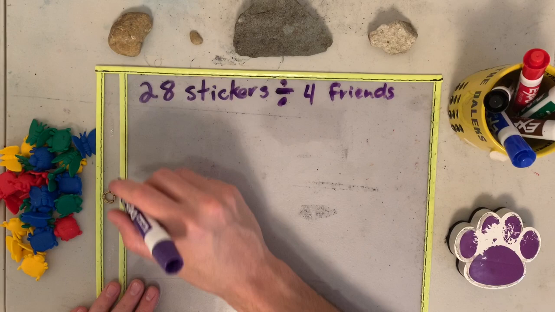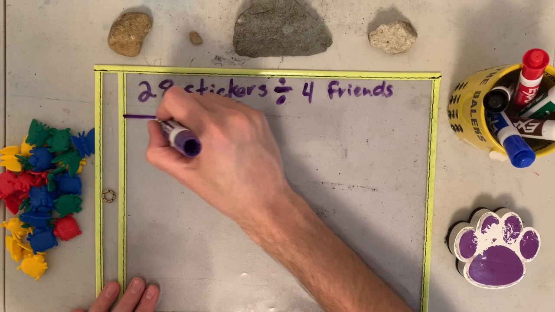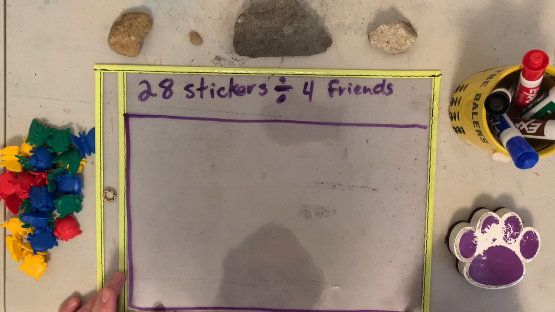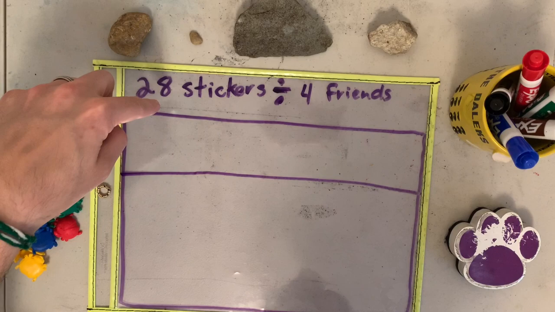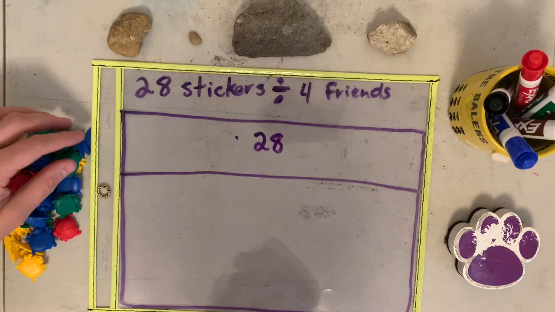So, let's do the part whole. If I do the part whole, we know that in division, this is the whole. Because how many stickers does Rudy have? Rudy only has 28 stickers. So, she has 28 stickers. And let's put them here.